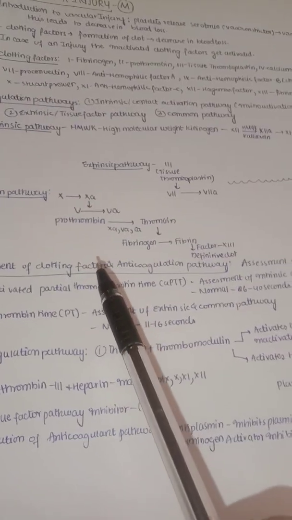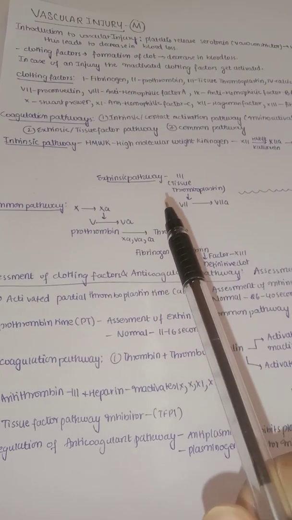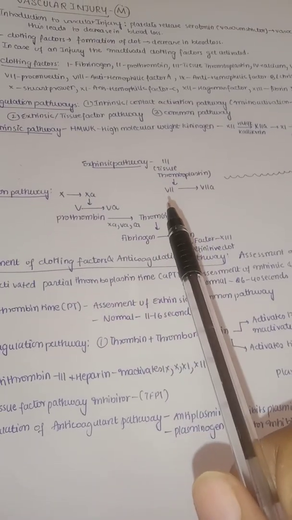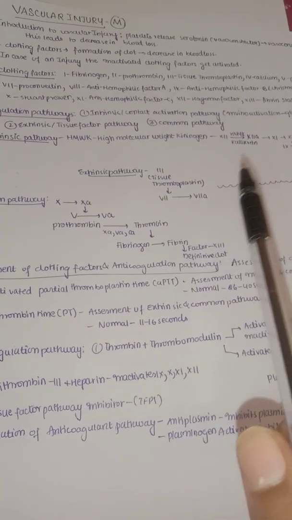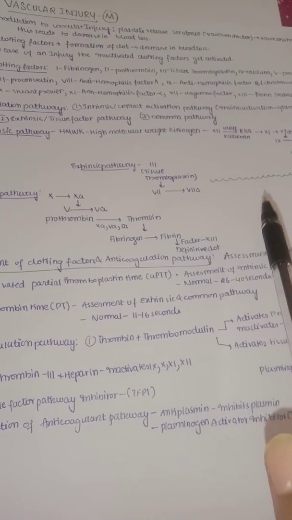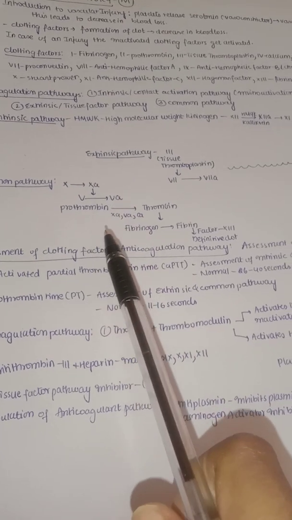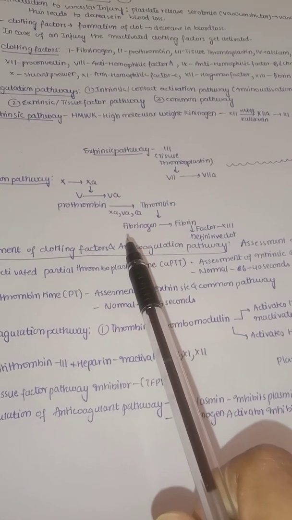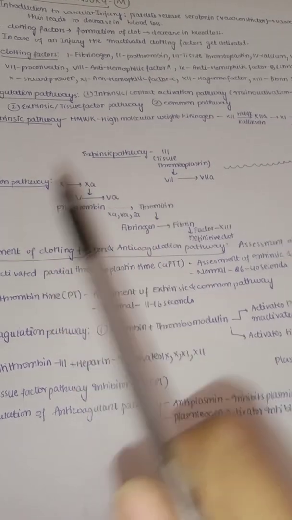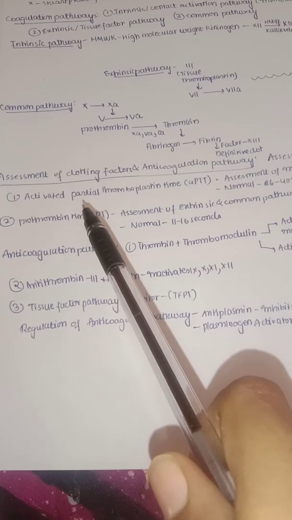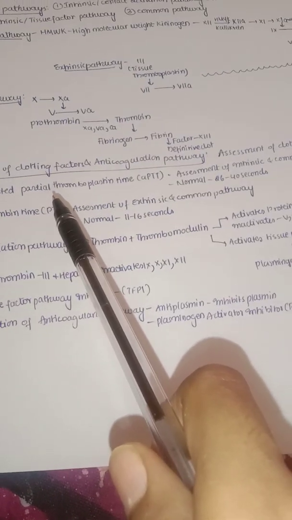So three pathways are very important: extrinsic pathway, intrinsic pathway, common pathway. Extrinsic pathway is simple with factor 7, whereas intrinsic pathway has factor 12, factor 11, factor 9, factor 8, and the common pathway has factor 10, factor 5 and factor 13. So these are the factors we need to remember. These are complicated pathways. So finally we'll see how we are going to assess these clotting factors and the anticoagulation pathway.